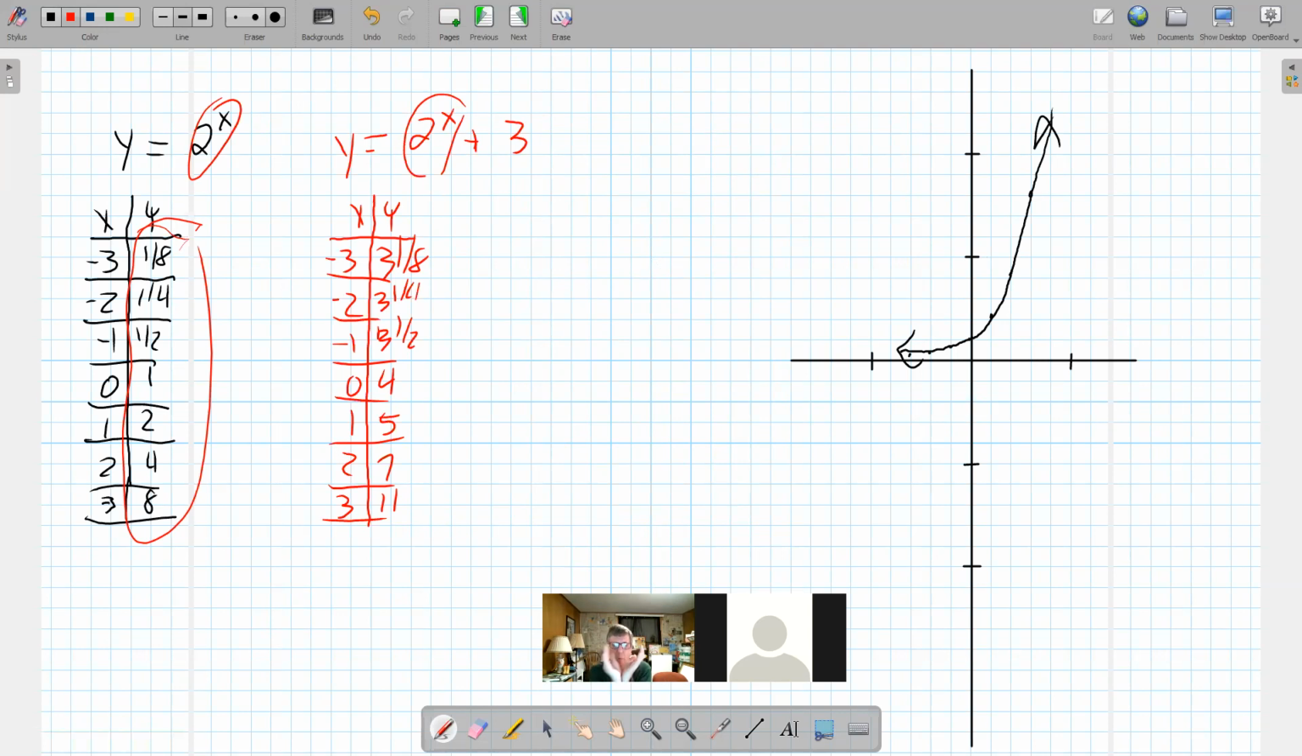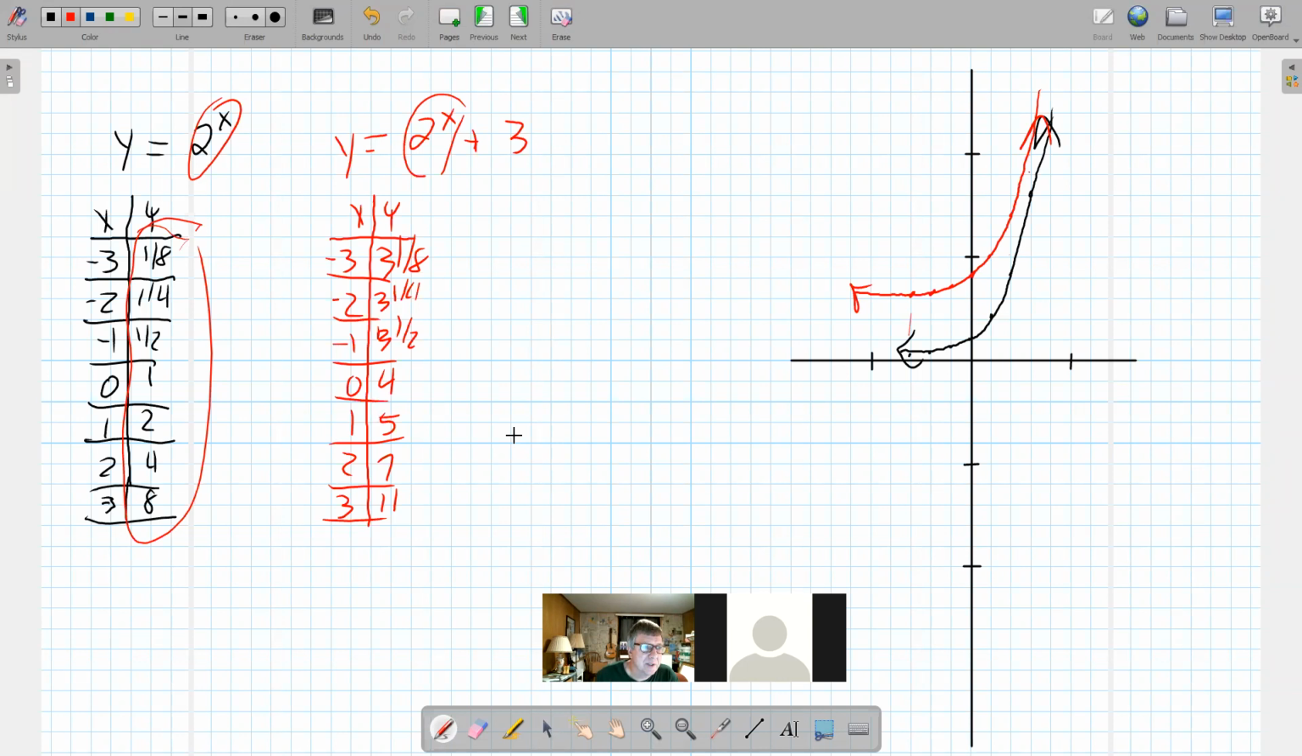Think back to the parabolas. Y equals x squared. Y equals x squared plus 3 went up 3 units. So y equals 2 to the x plus 3, everything's going to move up 3 units. So we're going to go up 3 at each point, and we're going to get this picture. Okay. So now the domain's all real numbers. The range is greater than 3. There's no x-intercepts. The y-intercept is at 0, 4 because everything's moved up 3 units.